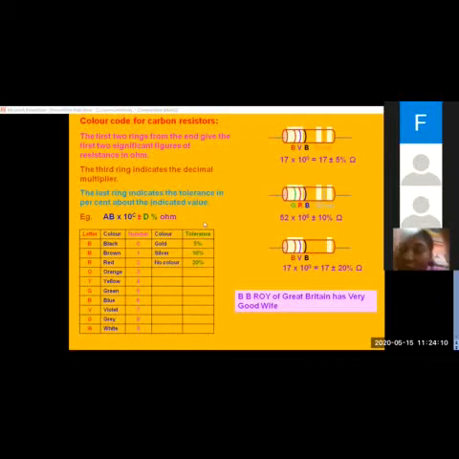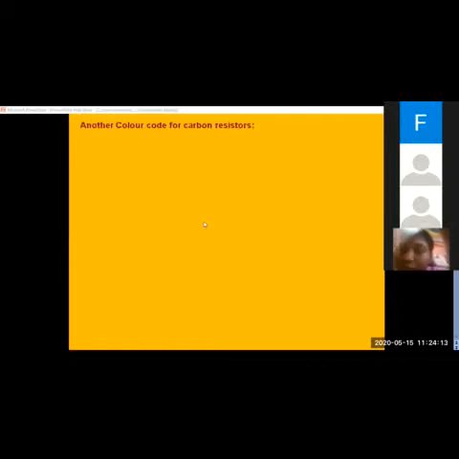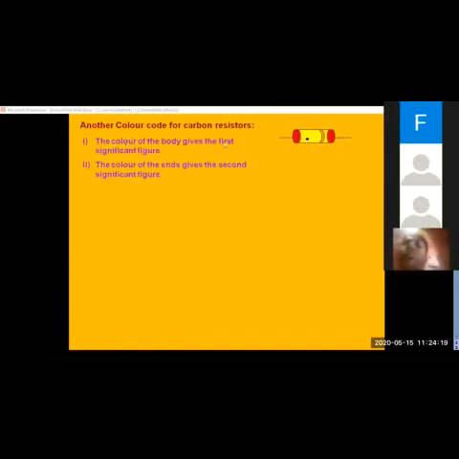So we'll move on to the next topic. This is another way for color coding. Instead of rings, we will have a dot. So color of the body will give you the first significant figure. So color of this resistance is yellow. So for yellow, what is the number? That will be the first digit. Color of the end, see these 2 sides you have red. The first number will be the color of the body. The second number will be the color of the ends.